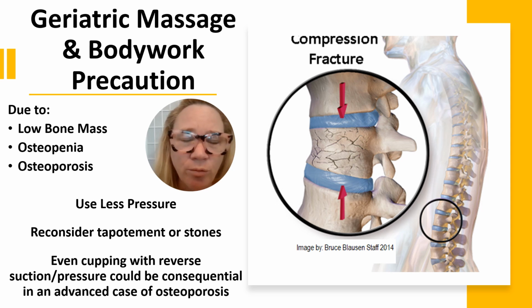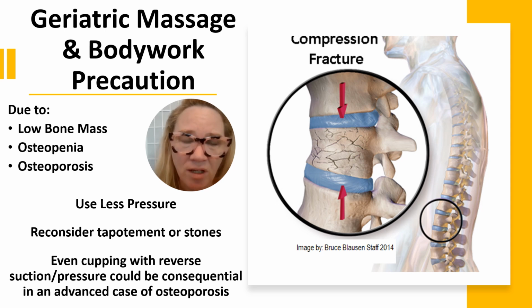You also might want to reconsider the techniques you use with your geriatric massage and bodywork. For example, I wouldn't provide tapotement to a client with moderate or advanced osteoporosis. Any type of striking of the body could cause fracture. And on the right-hand side of this screen, you can see a compression fracture in a vertebra that has happened in the spine. And this can happen with geriatrics.